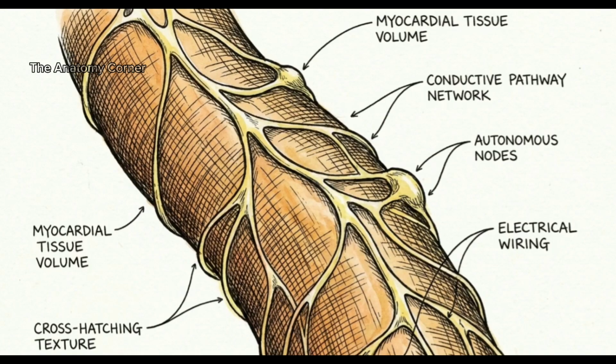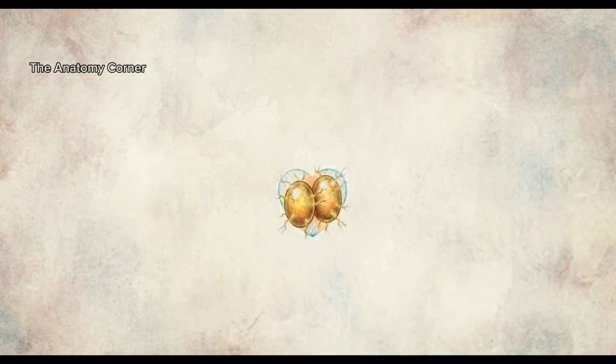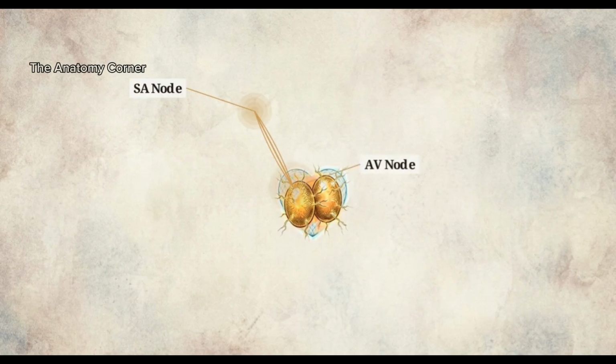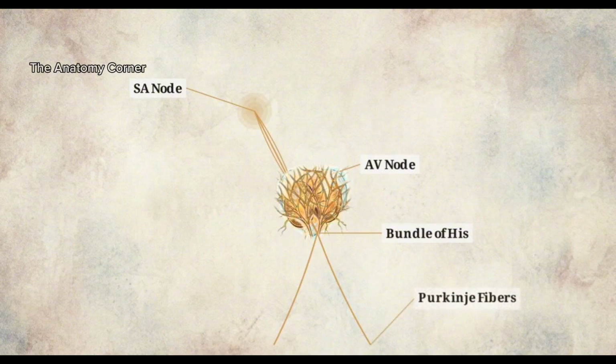Mechanical components require a synchronized trigger. This is provided by the conducting system, the autonomous electrical wiring. The sinoatrial node in the right atrium sparks the electrical impulse. It travels to the atrioventricular node, stalling briefly to allow ventricular filling. The signal then accelerates down the bundle of His, splits into bundle branches, and rapidly distributes through the Purkinje fibers.